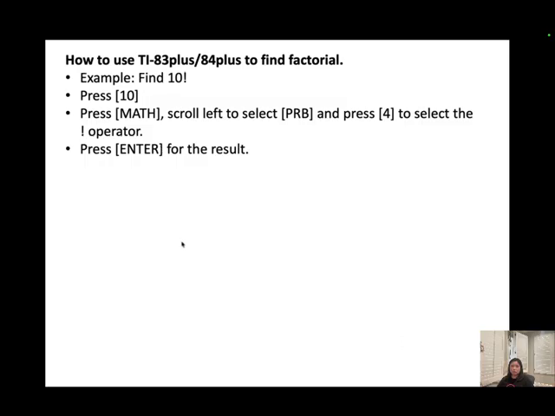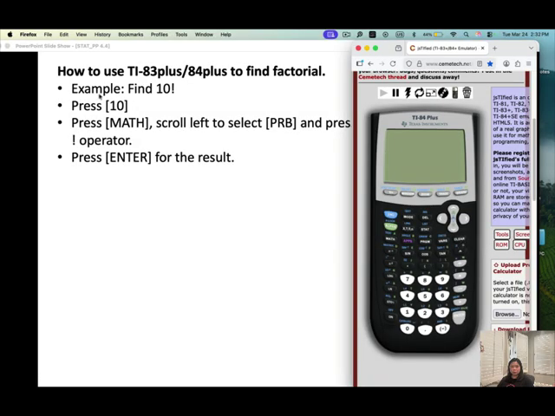You can use the TI-84 Plus calculator to find the factorial. Let's try to do it together. First, we try to find 10 factorial. So we're going to enter 10 and then click on MATH. Then we go to the left, to PRB. This means probability. Then we scroll down to number 4. Enter. So you do have 10 factorial, and then enter. You're going to get this number.